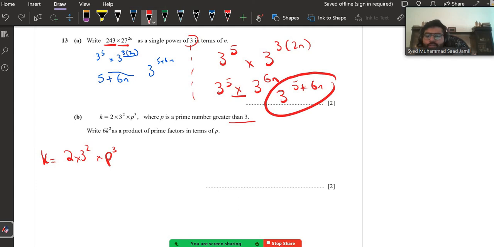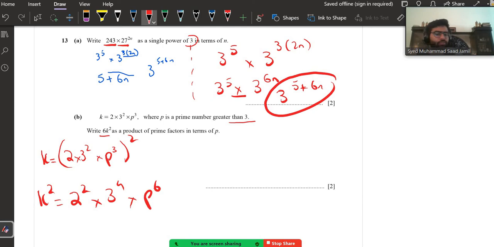So now the question is saying 6k squared. Let's first of all write down k squared. What will k squared be equal to? It will be all of it raised to power 2. That's how we find k squared. So this turns out to be 2 squared multiplied by 2, 2 twos are 4, 3 raised to power 4 multiplied by p raised to power 6.